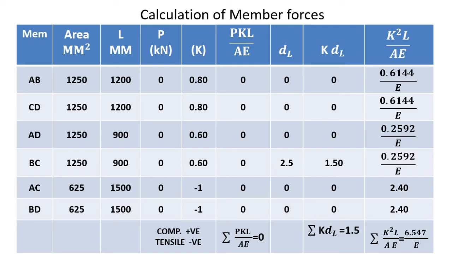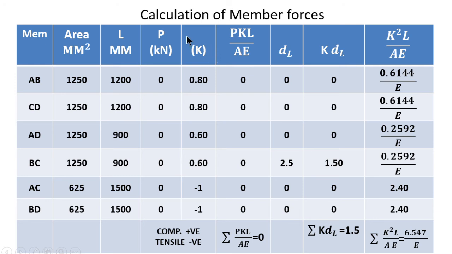The next is our table. This table is very important. The first column is the member, the second column is the area of each member, the third column is the length of each member, and the fourth column is the force developed due to the external load. Here there is no external load, that is why all the values are 0.